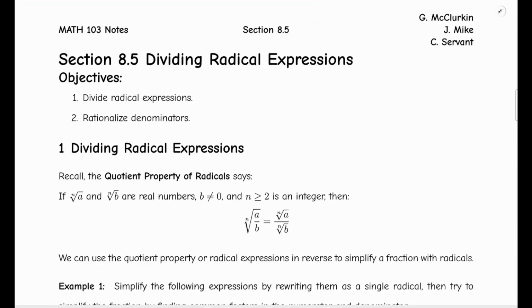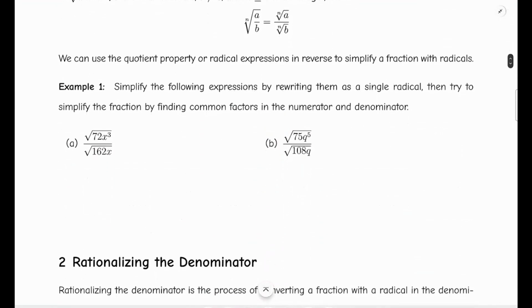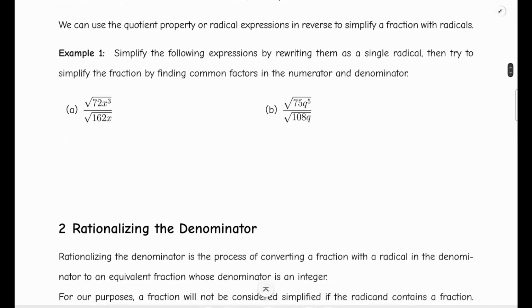This is section 8.5, dividing radical expressions. Recall the quotient property of radicals says that if nth root of a and nth root of b are real numbers and b is not equal to 0 and n is greater than or equal to 2 as an integer, then the nth root of a over b is equal to the nth root of a over the nth root of b. We can use the quotient property of radical expressions in reverse to simplify a fraction with radicals.